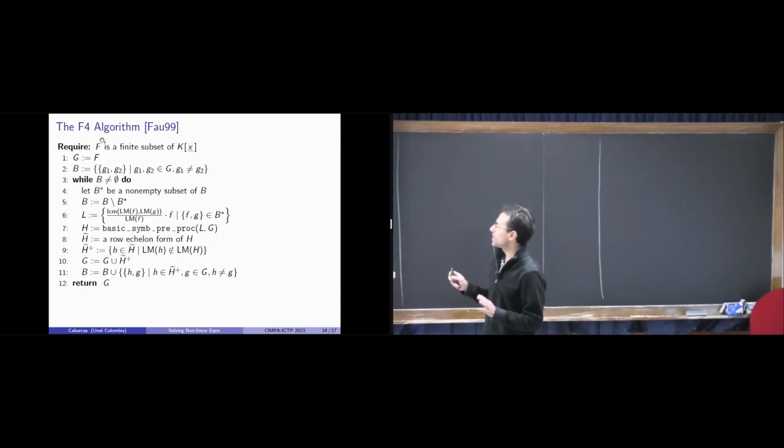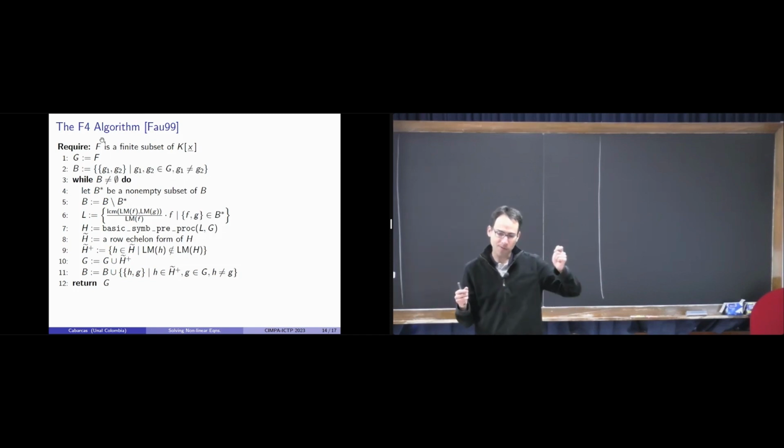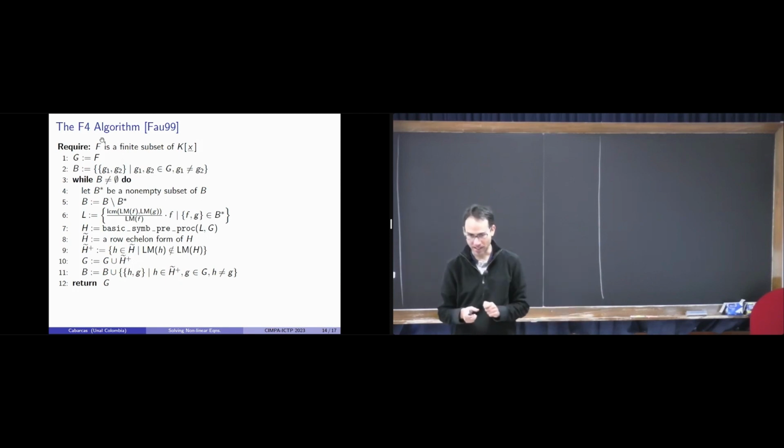So here is the basic version of the F4 algorithm. This was proposed by Faugere in 99. And as I said, it's an algorithm that uses good ideas from the matrix version and from Buchberger's algorithm. Here is how it goes. We start with a finite set of polynomials. We include all those polynomials in G. G is going to be where we store the basis, right?